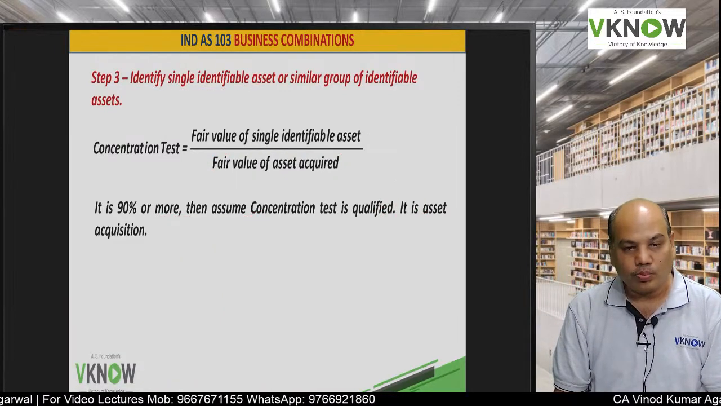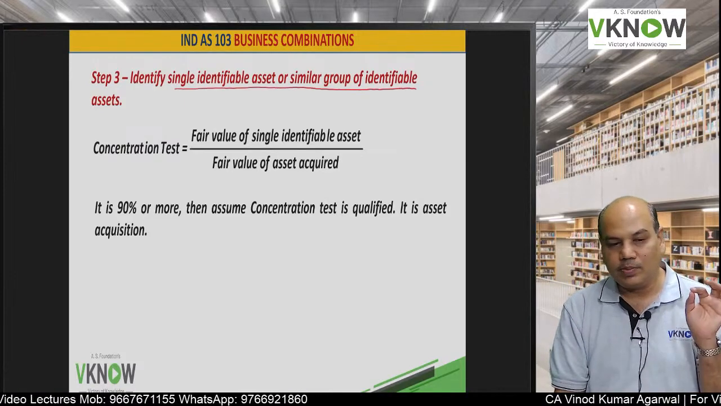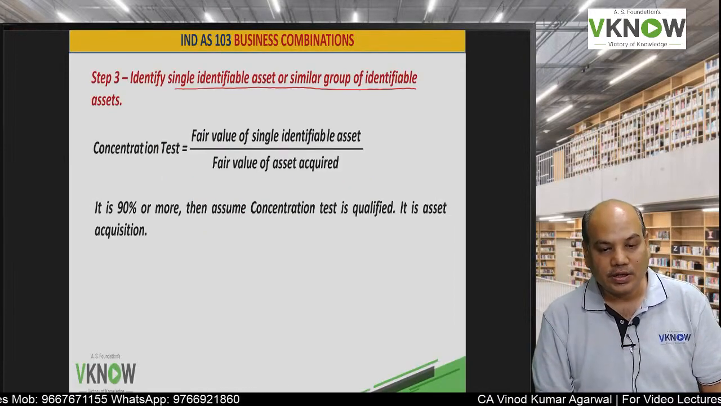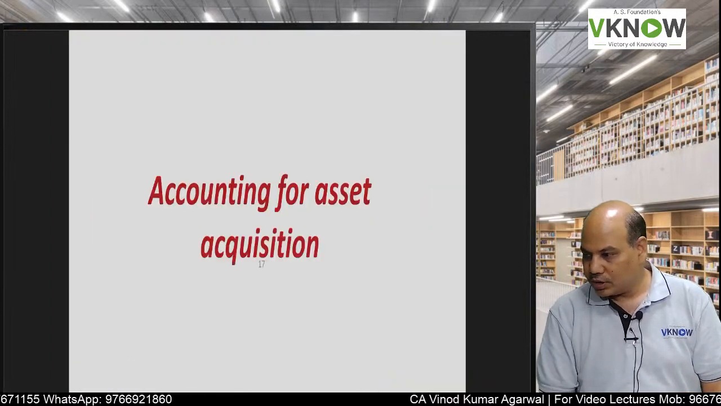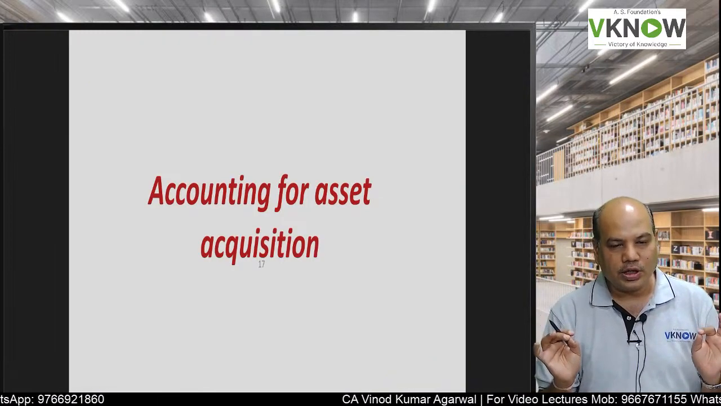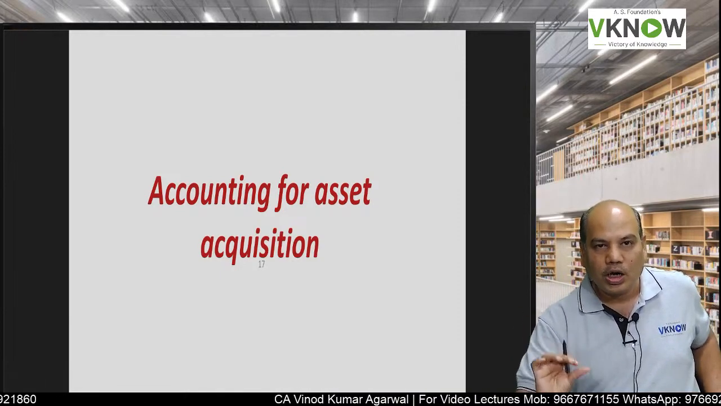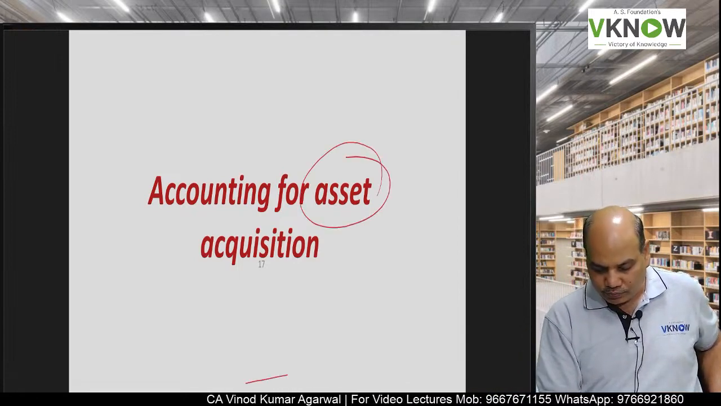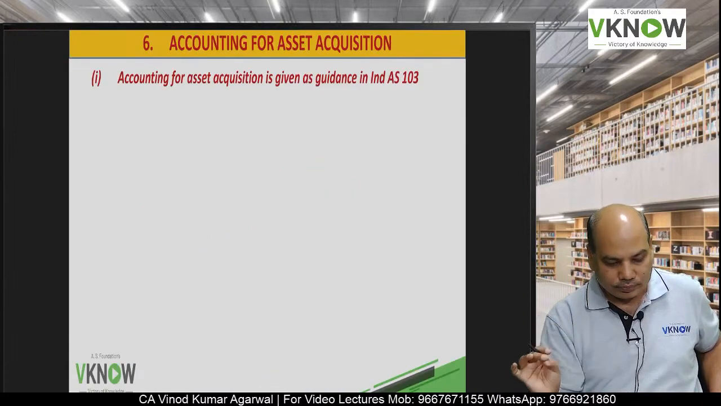If 90% or more of the consideration is for a single asset or a similar group of identifiable assets, then the concentration test is satisfied and you will follow asset acquisition. Now I'll tell you again, this standard does not deal with asset acquisition, but some brief guidance is given as to how you are going to do accounting in case of asset acquisition. So only one or two paragraphs we will discuss on asset acquisition.